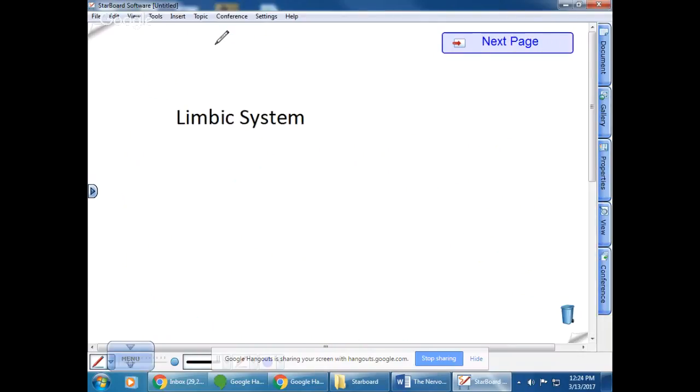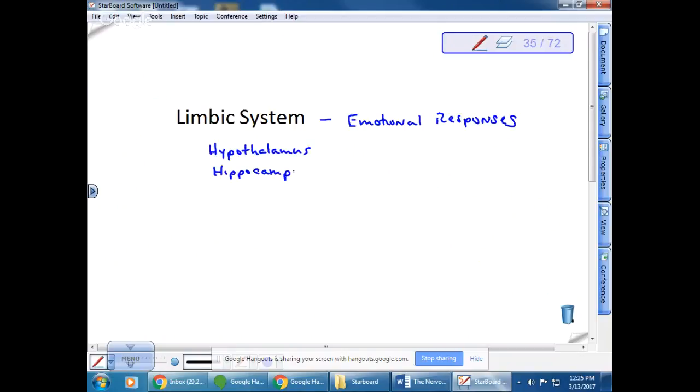Okay. Also, that's the limbic system. So this is the limbic system. This is emotional responses. That's what that's called. The limbic system includes the hypothalamus, but also the hippocampus. And does anybody from psychology know what the hippocampus is? Memory, yep. And a structure of the brain called the amygdala. I don't think I spelled that right. It's on my paper. Amygdala. Yeah, okay.